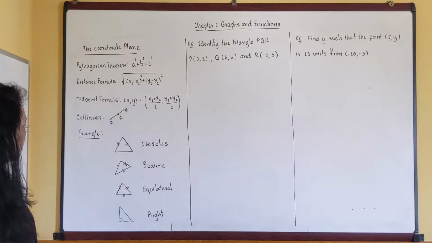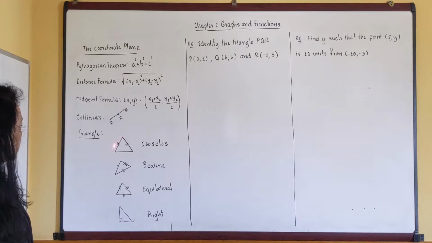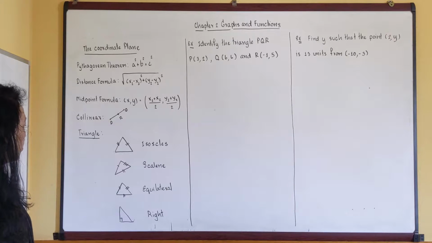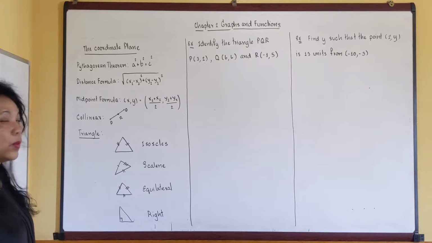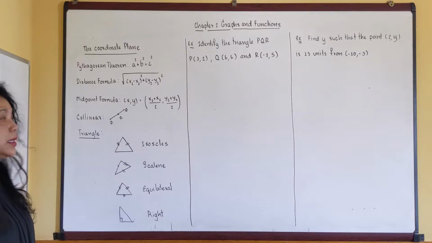Now the triangle, there are different types of triangles. The first one, you have two sides that are equal. Some textbooks use angles, but I'm going to use the sides here. Two sides equal is called isosceles. None of them equal is scalene. All sides equal is equilateral. And a right triangle means one of the angles is 90 degrees.